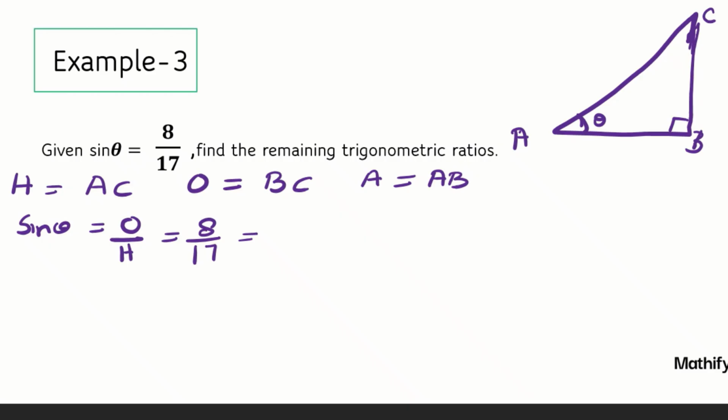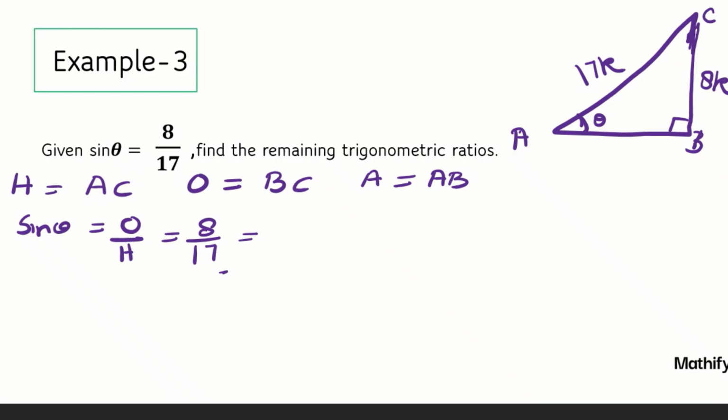Opposite means, opposite here is BC. So, this BC is some multiple of 8, so we will write 8K. And for the hypotenuse, that is AC, it is given that it is 17. So, it is a multiple of 17, that is 17K. Okay. Now, we will find this side.